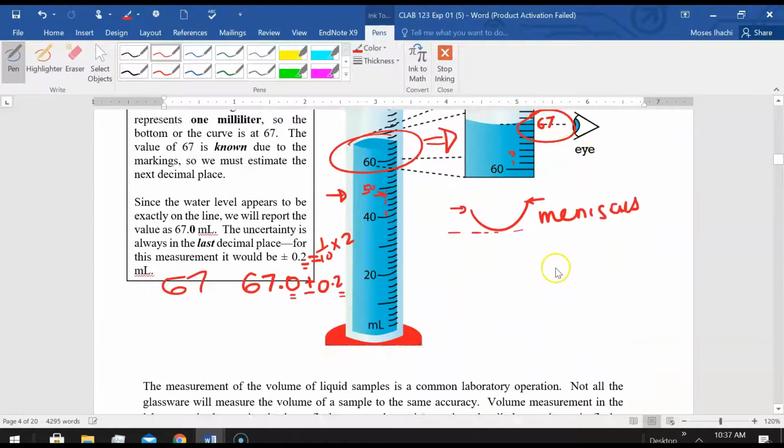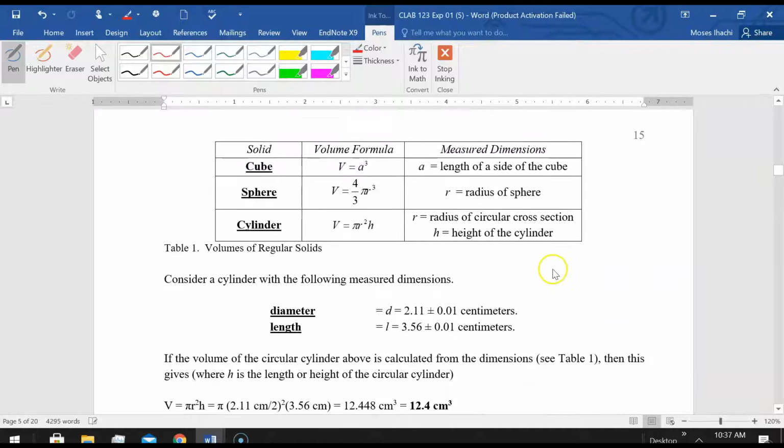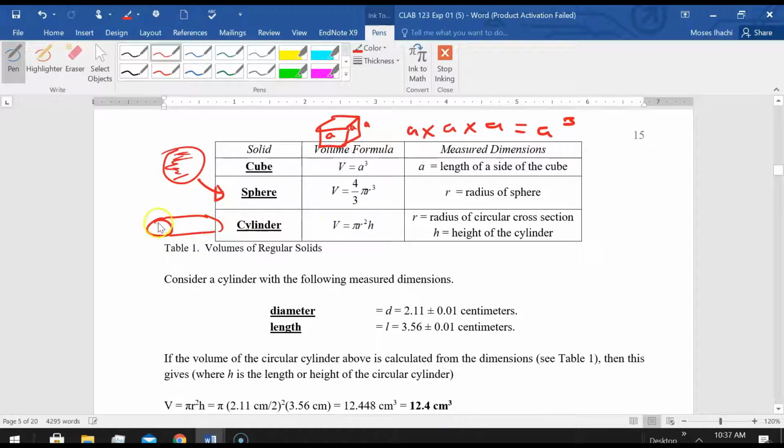Okay, so uncertainties must be recorded. You can find the volume of regular shaped solids. For example, for a sphere you'll use 4/3 pi r cubed. If you have a cube which has equal sides, then each side is an a, so it will be a times a times a. That gives you a cubed. If it's a cuboid, it will be a times b times c, for example, because the sides will not be the same. For a cylinder, you'll have to find the radius.